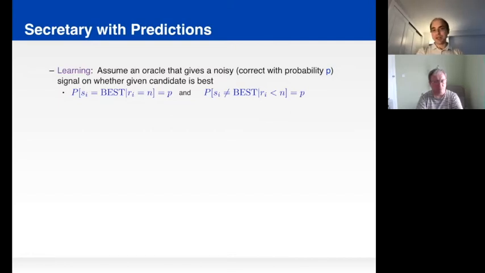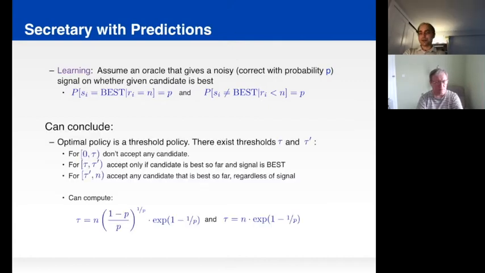So formally, I'm going to say that given that they're the best, the probability of the signal saying this is the best candidate appearing is P. The probability the other way is also P. So now P is at least a half, because if P is less than a half, I should just look at the opposite of what it's telling me. And now we can conclude the optimal policy is a threshold policy. So what does this mean? What is the optimal solution going to look like? There's going to be two thresholds. Before the first one, you don't accept any candidates. You're still trying to learn and see what your space looks like, regardless of the signal.